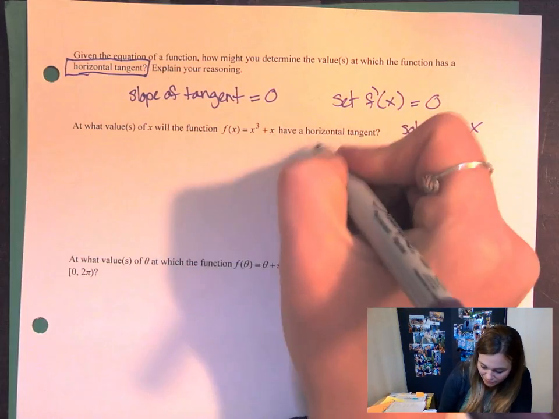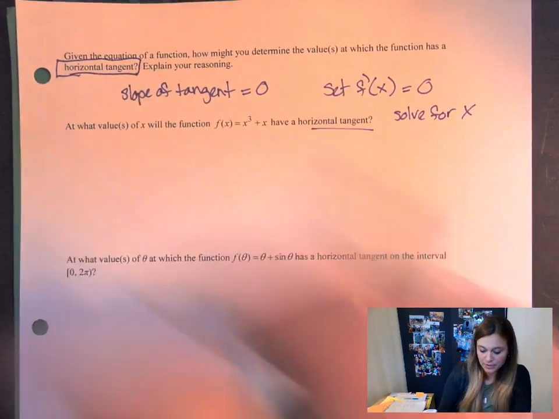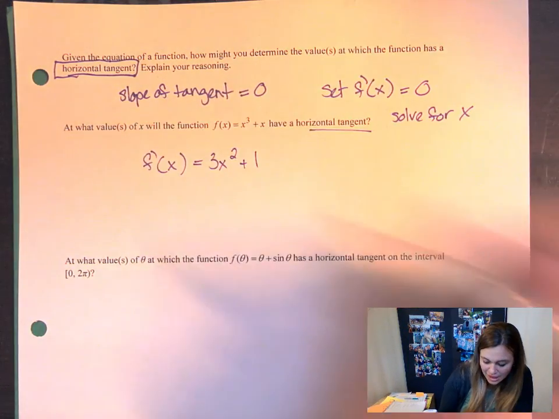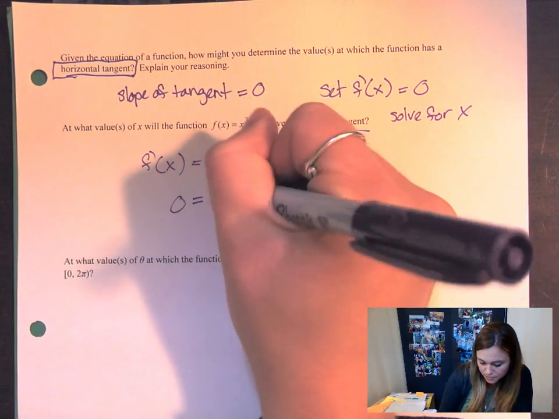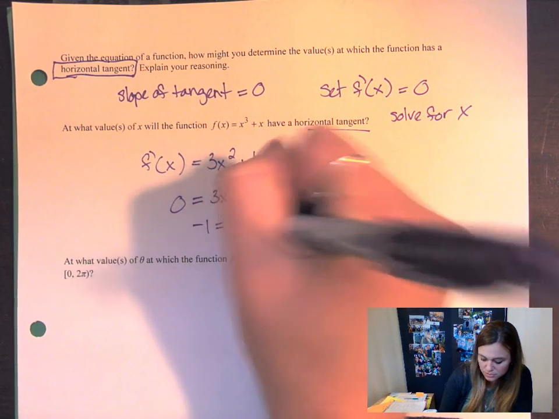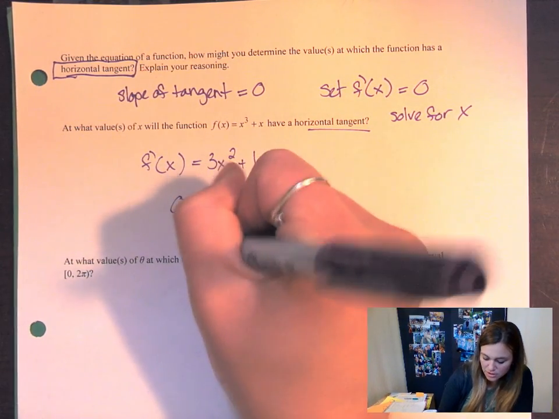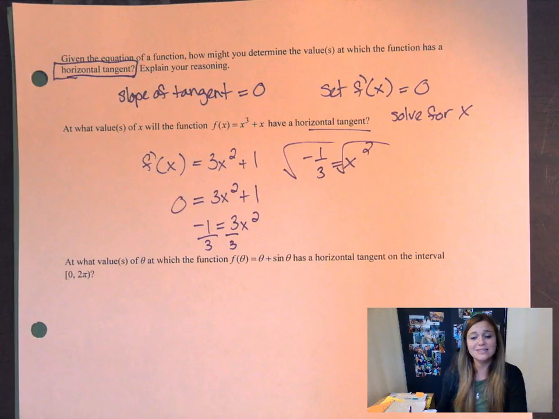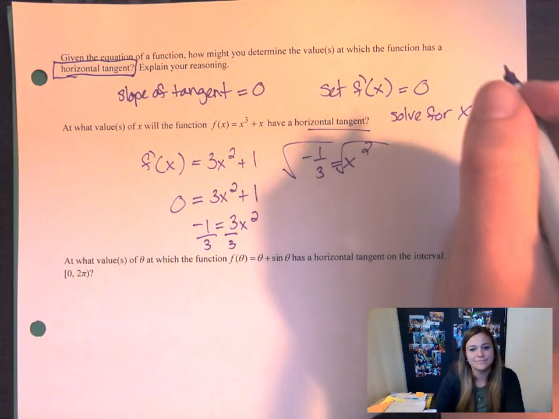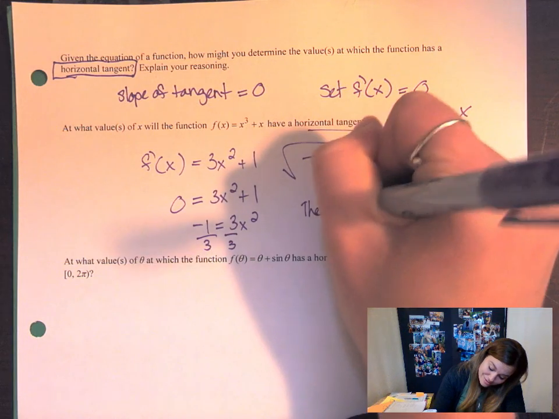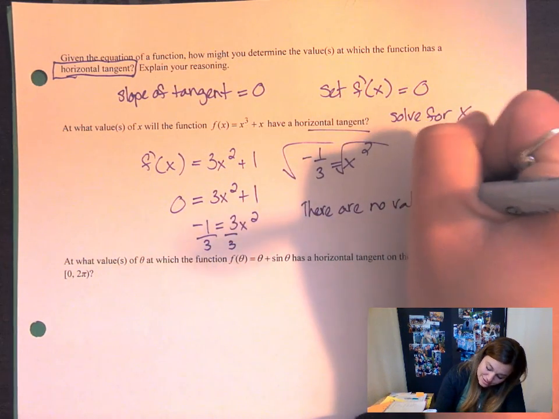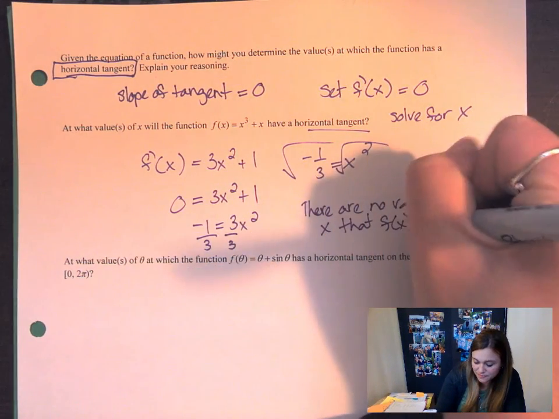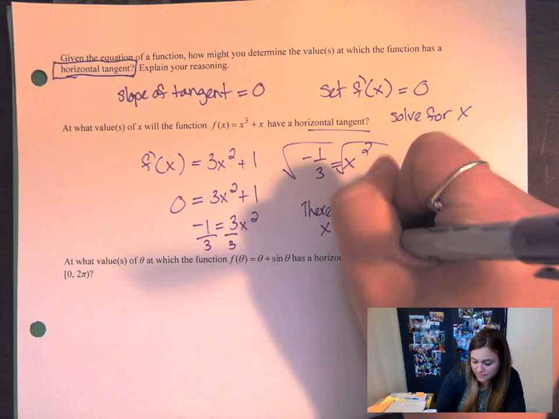Okay, so if I have this one and I want to know where we'll have a horizontal tangent, I find the derivative, and then I set that equal to 0. Solve this. Divide by 3. I've got negative 1/3 is equal to x squared, and then I take the square root, and then I'm like, I can't take the square root of a negative number. There are no values of x that f of x will have a horizontal tangent.